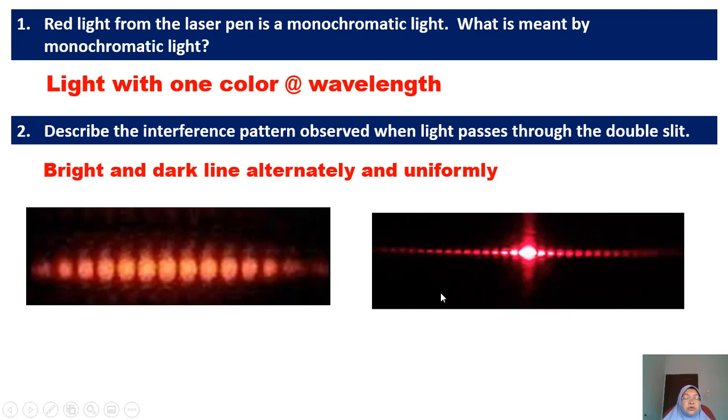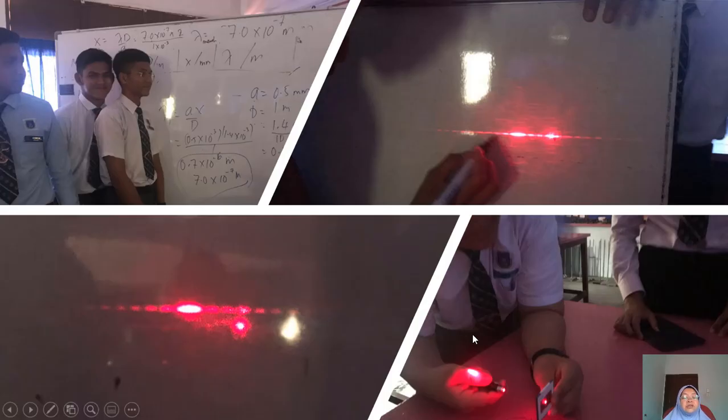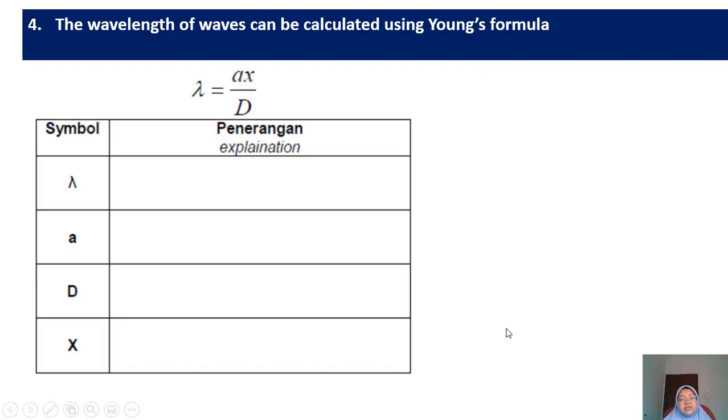So this is for the smaller a, I think, and here is a longer a. Now, this is the picture of my student doing the experiment in order to determine lambda of red light, okay, by using a laser pointer.